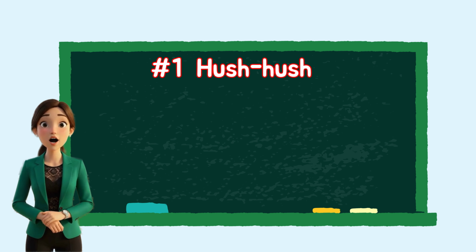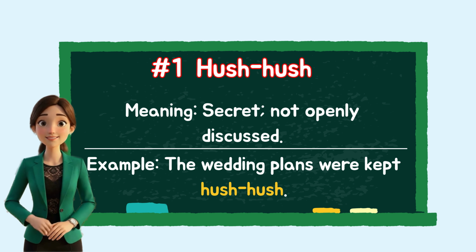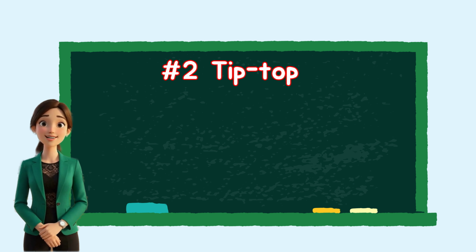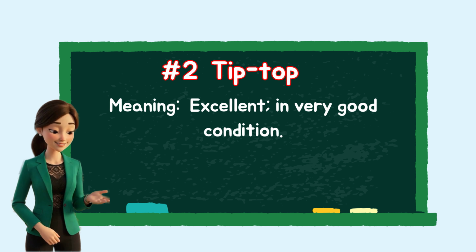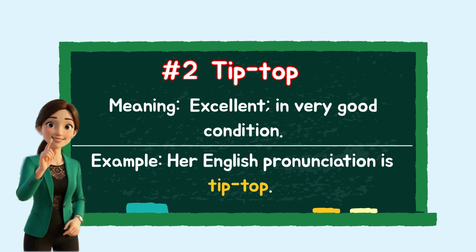Number 1, hush-hush. It means secret, not openly discussed. Example, the wedding plans were kept hush-hush. Number 2, tip-top. It means excellent, in very good condition. Example, her English pronunciation is tip-top.